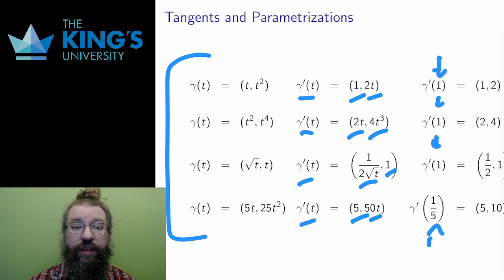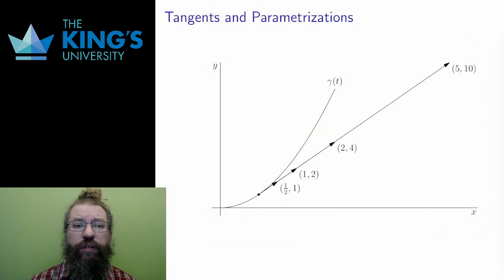Again, I need the different parameters because I want the same point, not necessarily the same time for the different rates of movement. Here are the results, four tangent vectors. Let me graph these for you. All four tangent vectors point in precisely the same direction. That makes sense, since that direction is the tangent direction to the curve at the point (1, 1). However, the four tangent vectors have different lengths.